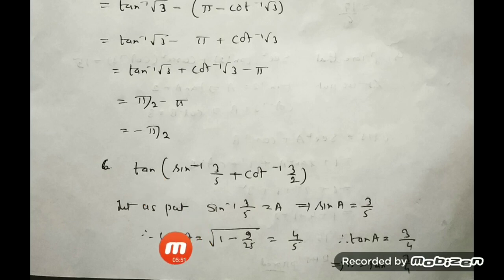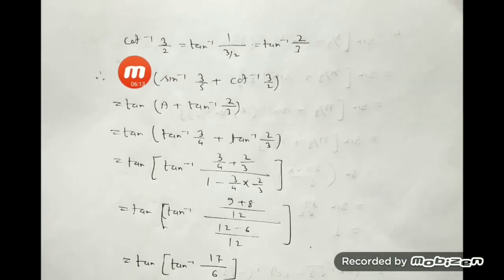That's why you find out the value of cos. Cos is root of 1 minus sine square. Put the value, the calculated value is 4 by 5. So tan is equal to what? Sine by cos. Substituting, we get the value of tan A is 3 by 4. So we get the value of A. A means tan inverse of this, that means in the place of sine inverse of 3 by 5, we can write tan inverse of 3 by 4.